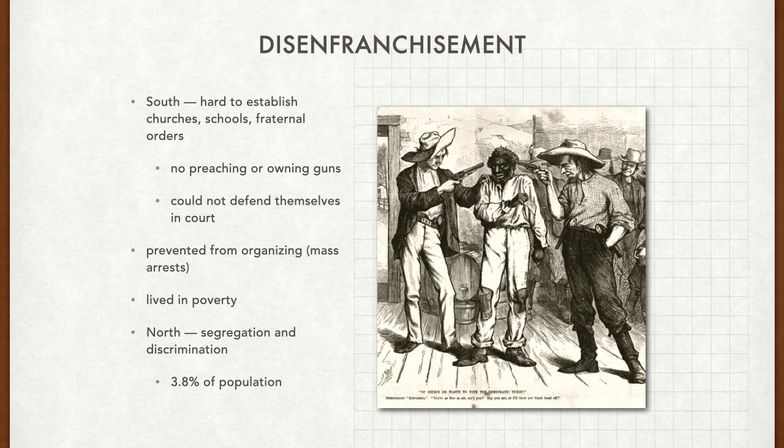That's disenfranchisement. As you can see in this picture, this black man maybe was minding his own business, and these two white men are pointing guns at him and harassing him. So that was pretty typical. Free Southern blacks continued to live under the shadow of slavery, unable to travel or assemble as freely as those in the North. It was also more difficult for them to organize and sustain churches, schools, or fraternal orders. Free blacks throughout the South were banned from possessing firearms or preaching the Bible.